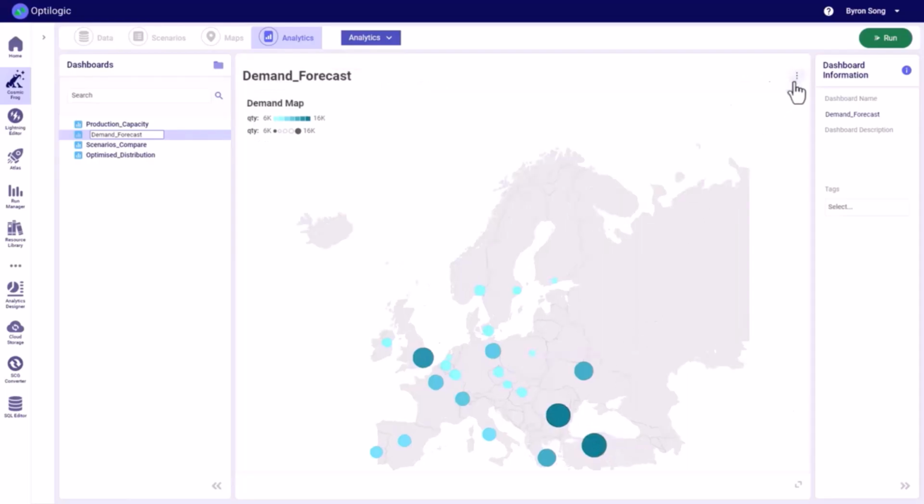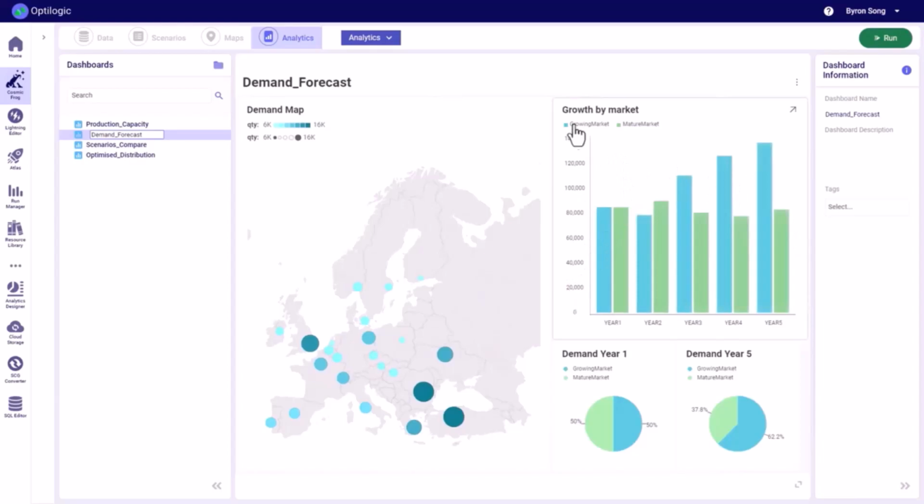We can also see this trend in this bar chart, growth by market, and we can see the growing market in the light blue color is growing much faster. The two markets, the growing market and mature market, start almost head to head, with a 50-50% split between the two. But by year 5, we would see 62% of the demand is from the growing market. With this shift of demand in our supply chain, our network also needs to adapt.